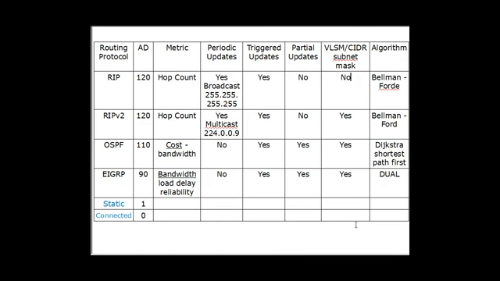Algorithms that they use: RIP uses the Bellman-Ford algorithm. RIP version 2 also uses the Bellman-Ford algorithm. OSPF uses the Dijkstra algorithm, or shortest path first algorithm, and EIGRP uses the diffusing update algorithm, also called the DUAL algorithm.